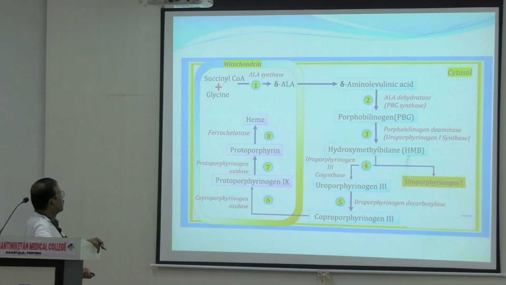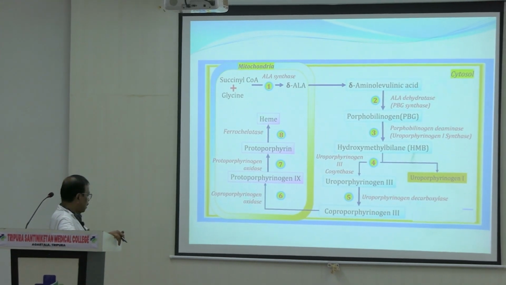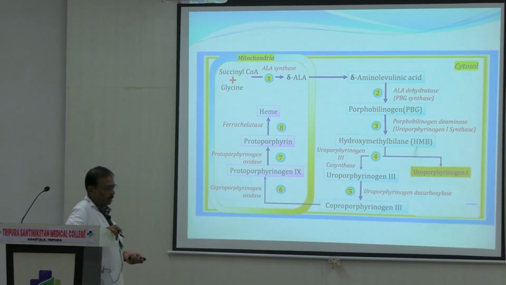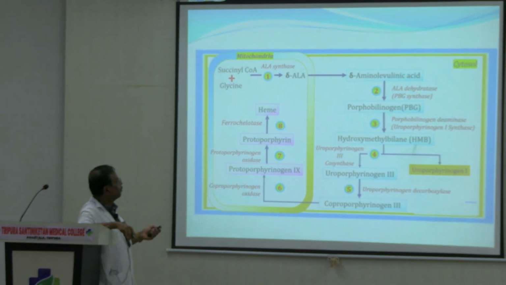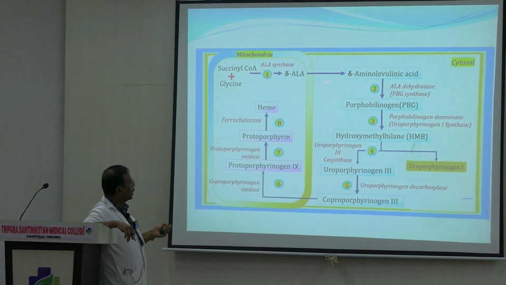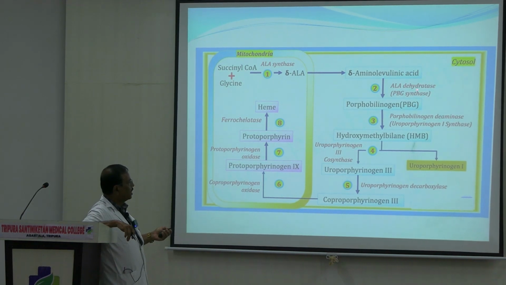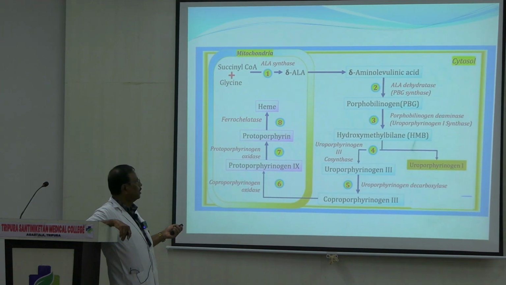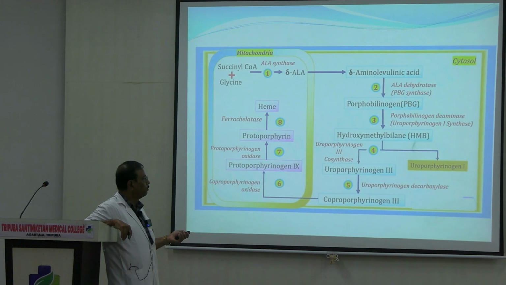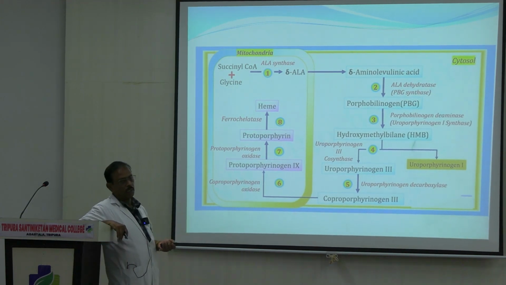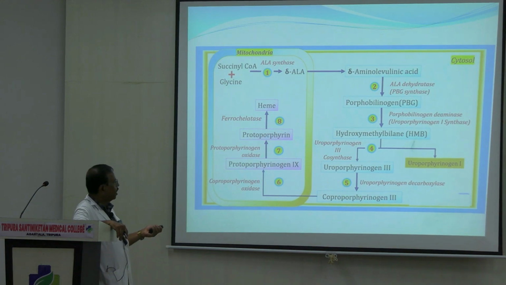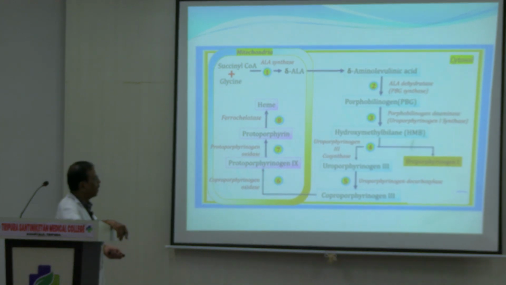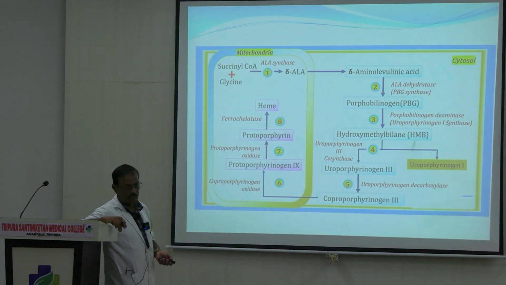Now this is in short the summary of heme synthesis. Succinyl CoA and glycine in mitochondria: delta aminolevulinic acid is synthesized. Then ALA is carried to the cytosol, and with the action of ALA dehydratase, porphobilinogen is synthesized. Then 4 molecules of porphobilinogen form a linear tetrapyrrole compound, hydroxymethylbilane, with the help of the enzyme uroporphyrinogen 1 synthase.